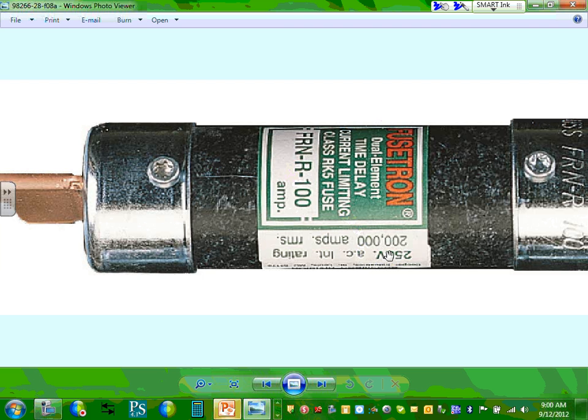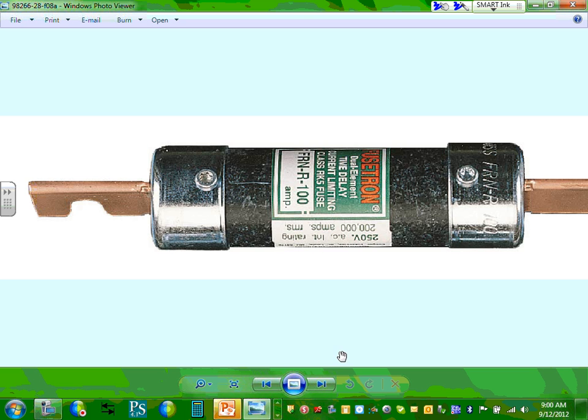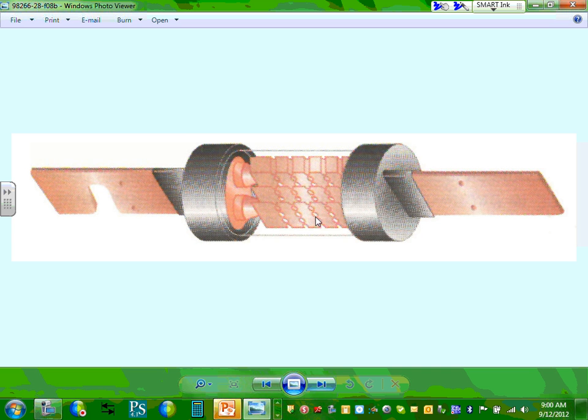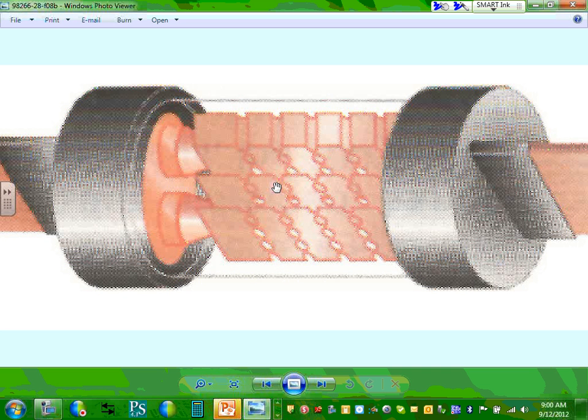This is a 240, it's flip 240. Can you guys see the 200,000 AM interrupting rating here? And dual element time delay fuse. You guys are looking at one in a second here. Here are the elements inside it that break. These are what happen to the fuse, guys. You heat all these and it breaks.